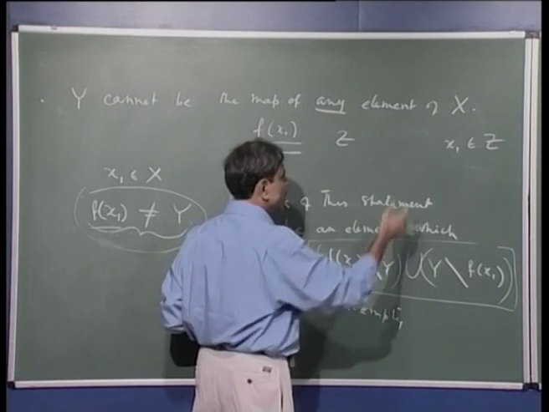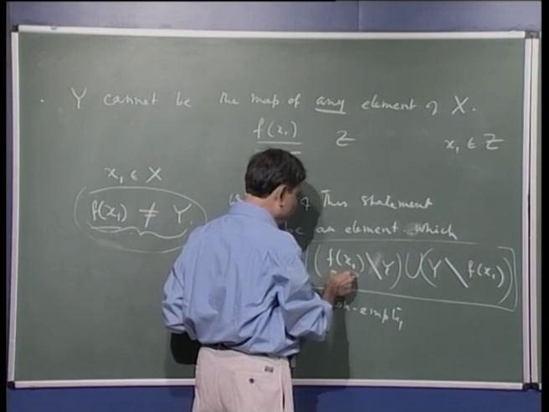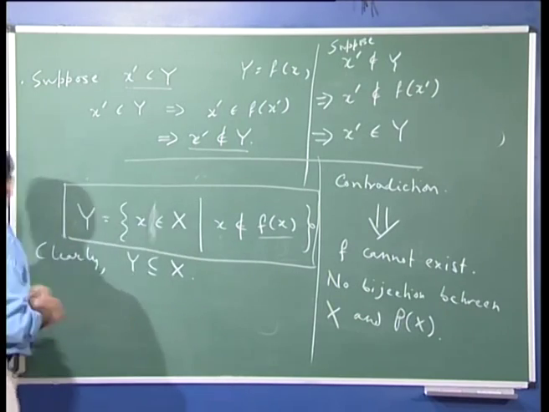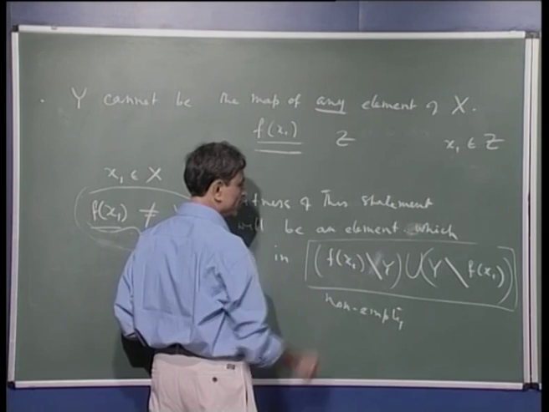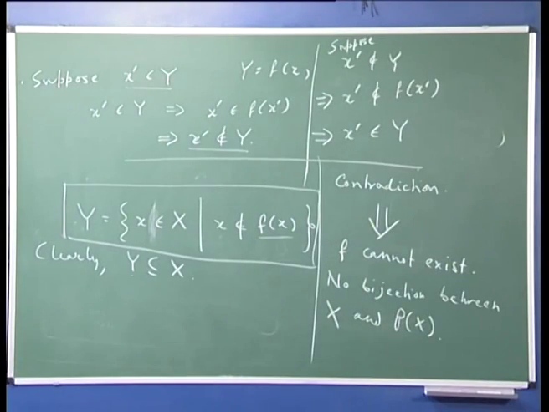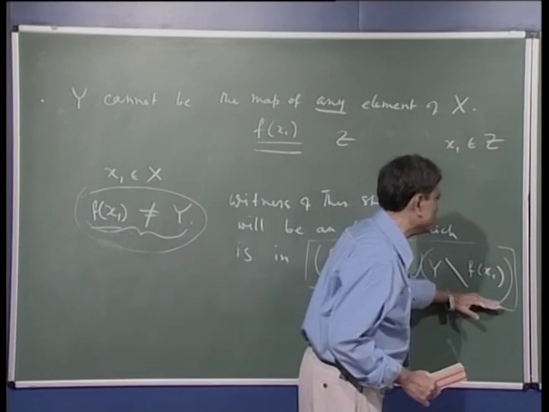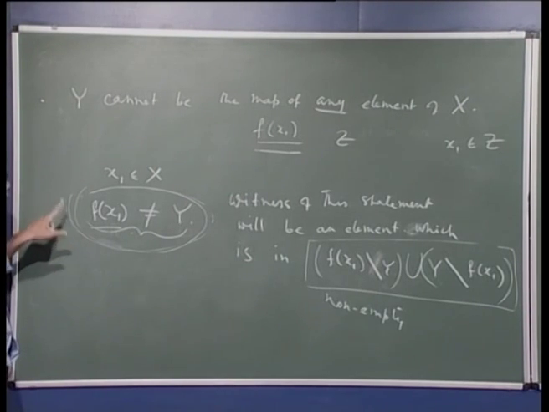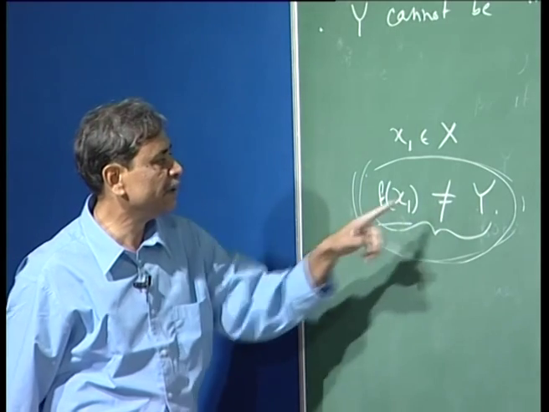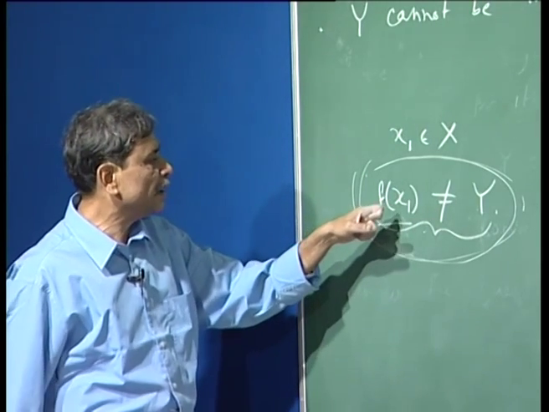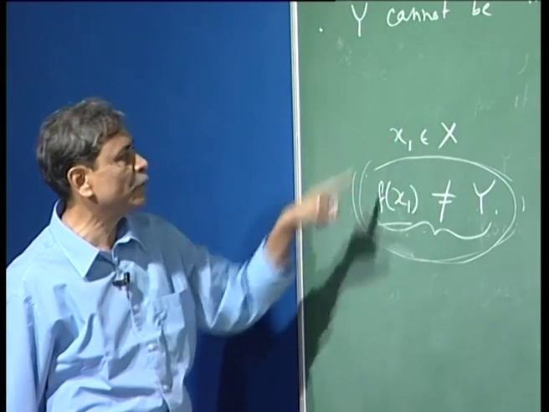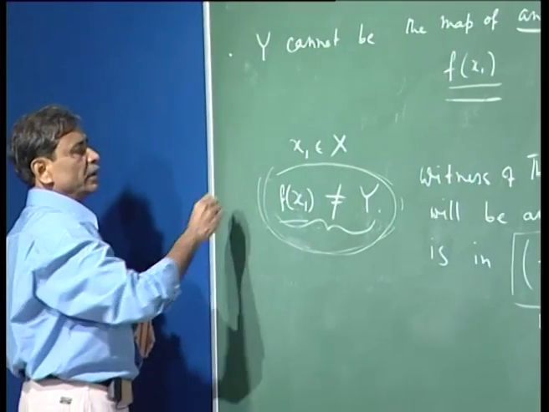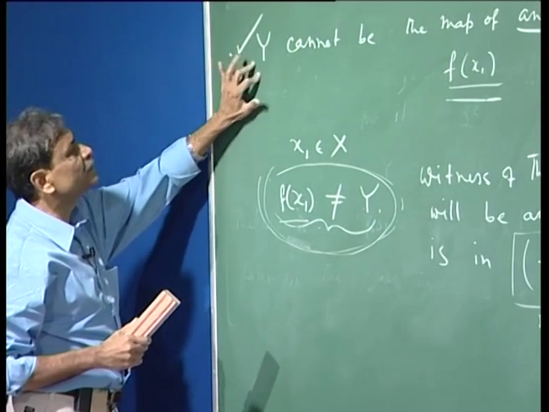So, in that case, if x1 is in f(x1), then x1 will be here, but not in here, because by this definition, since x1 is an element of f(x1), we will not put it in Y. So, this set will be non-empty, because x1 will be there. Or if x1 is not an element of f(x1), then we will put it in Y. So, this part will be non-empty. In either case, x1 is the witness of this. So, we are taking every element and making it a witness of the fact that our constructed set is different from that subset of X to which x1 gets mapped by our assumed bijection. And thereby, we are proving that this particular statement is true.